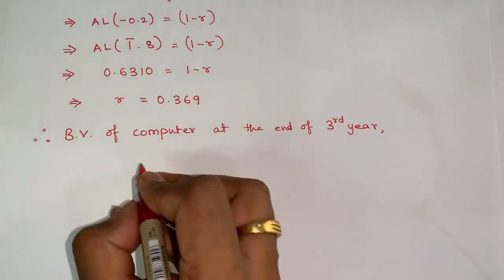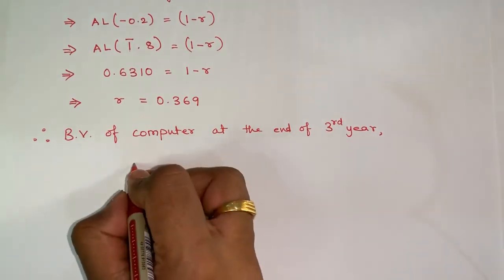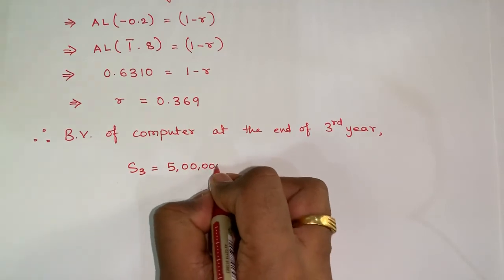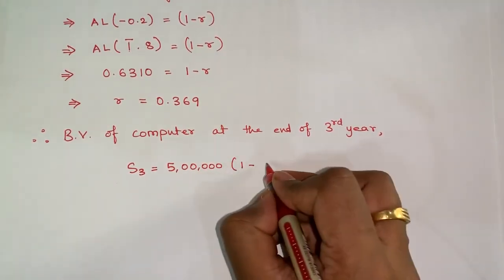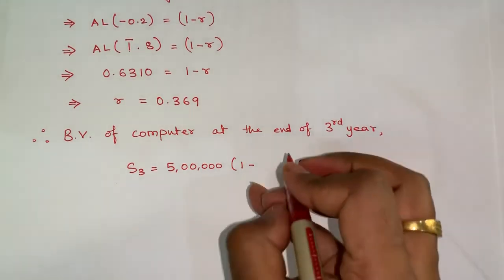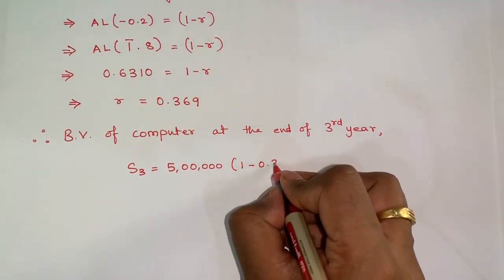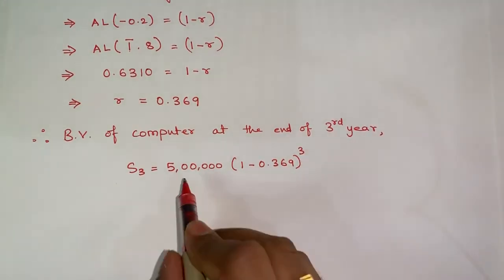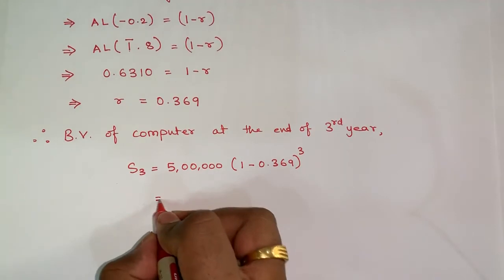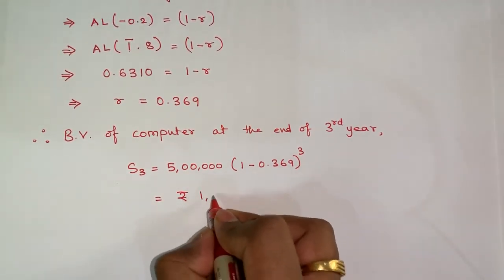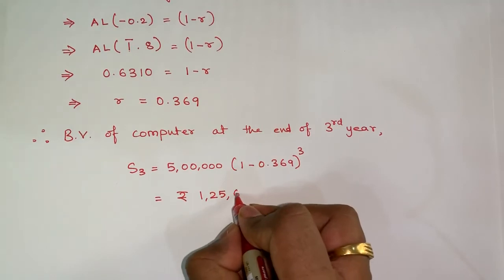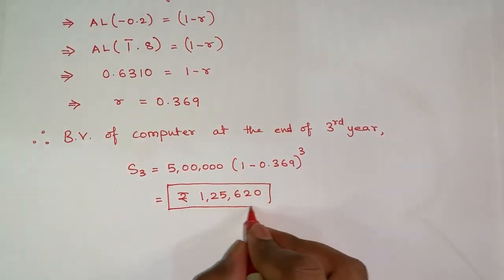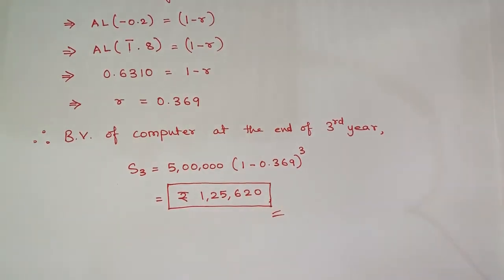or 36.9%. Therefore the book value of the computer at the end of third year is equal to S3, cost which is 5 lakh, times (1 minus r), which is the annual depreciation rate we have calculated, 0.369, to the power n, which is 3. And after solving this we get the value as 1,25,620 rupees as the value of the computer at the end of third year. I hope this is clear to all.